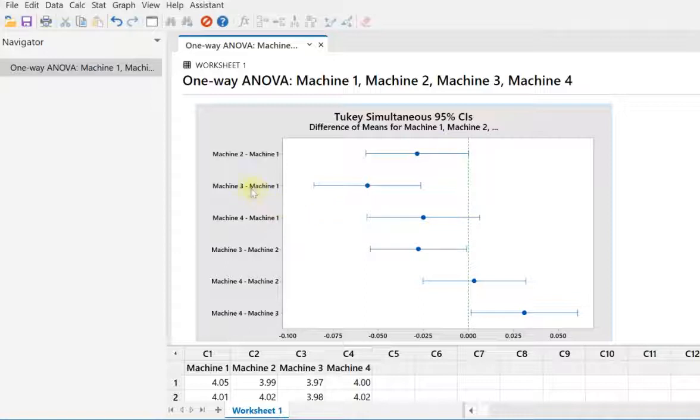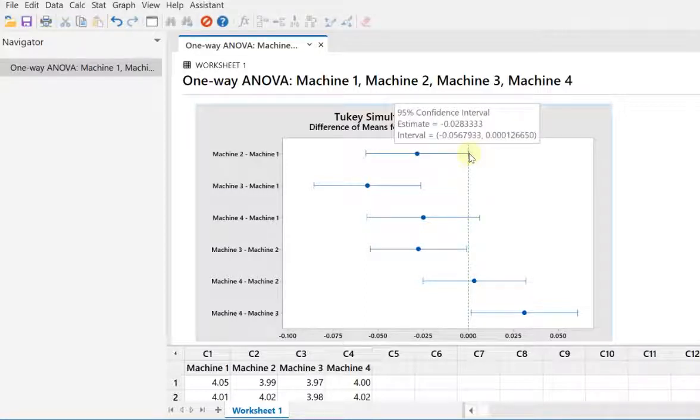Machine 3, look at machine 3, you see that? 0 is not there. If the difference between the means is 0, it means they're the same. It's outside of that. So machine 3 and machine 1, they're different. 4 and 1, look, it's in there. Any one of them is either inside or touching here.